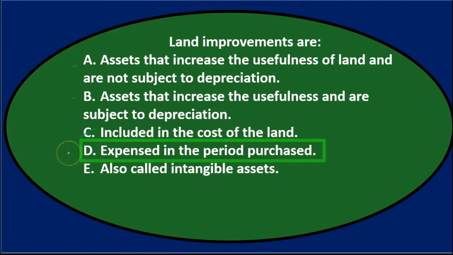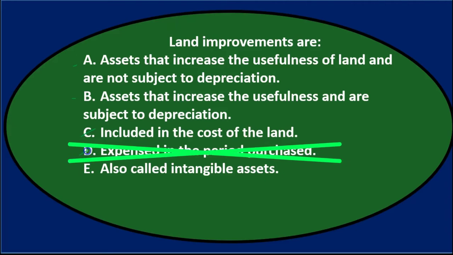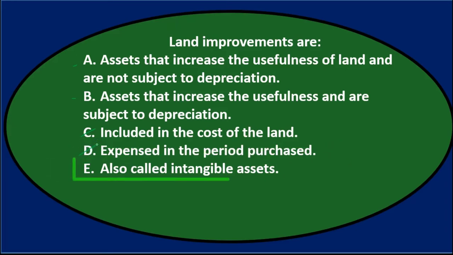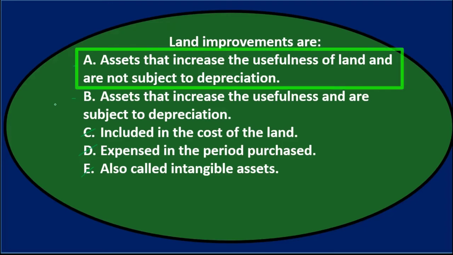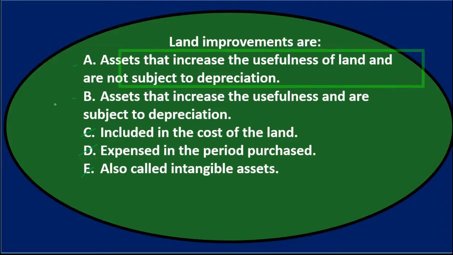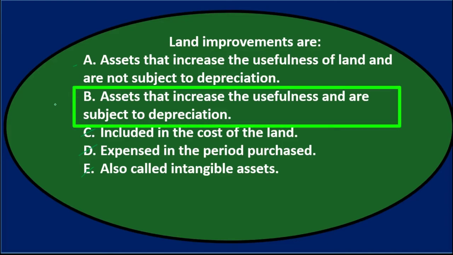And so D says, expensed in the period purchased. And if they're land improvements that are going to help for multiple periods in the future, then typically we'll capitalize those. E, also called intangible assets. And if they're part of land, they're going to be tangible. We can touch land. So land is typically tangible. So that doesn't look correct. So between A and B, land improvements are A, assets that increase usefulness of land and are not subject to depreciation, or B, assets that increase usefulness and are subject to depreciation.